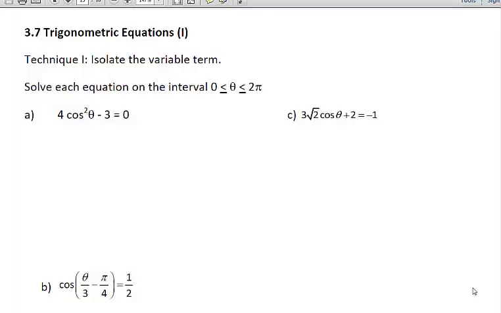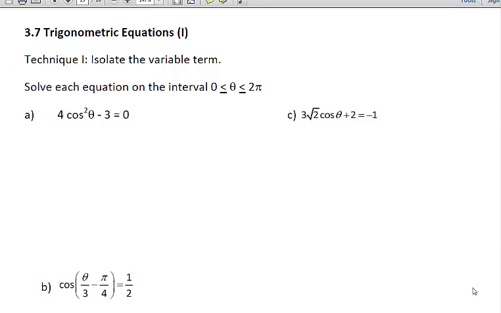Now we're going to take a look at solving some trigonometric equations. And this first section kind of helps us to get our feet wet. And then in section 3.8, we'll go a little bit deeper. But for now, a lot of what we've learned in algebra will apply here.